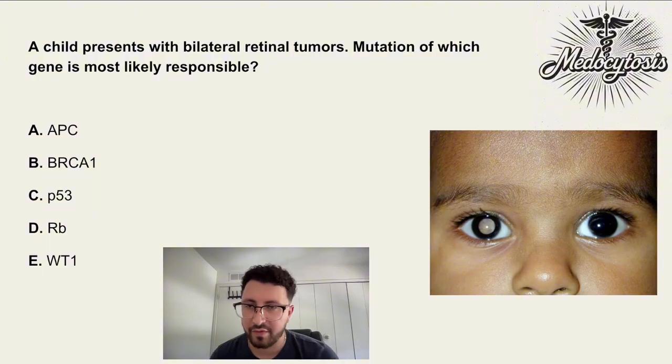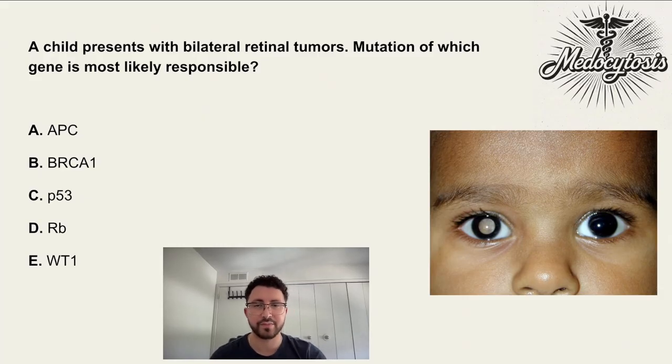C, P53, this is a broad gene that controls many different processes in the body, many different cell cycles. It's associated with a lot of cancers if it's mutated. It could be an answer, but it's very broad here. We're looking for something more specific. It's not P53. Maybe we keep it on the side and see if there's anything more specific for the retinal tumors we're seeing here.